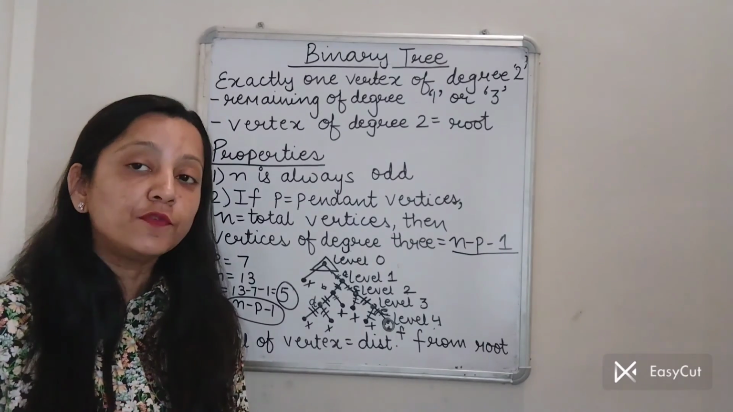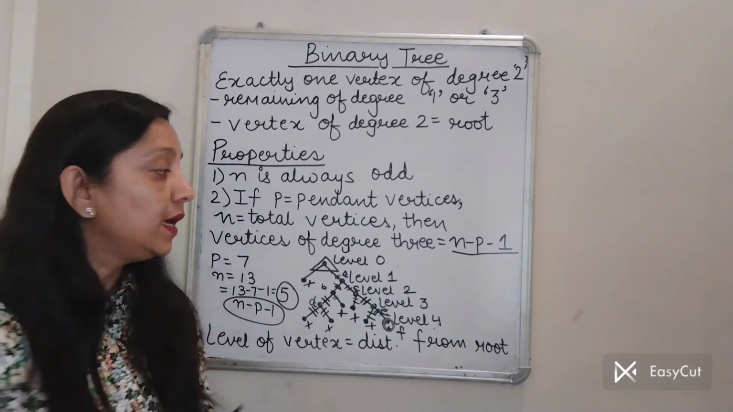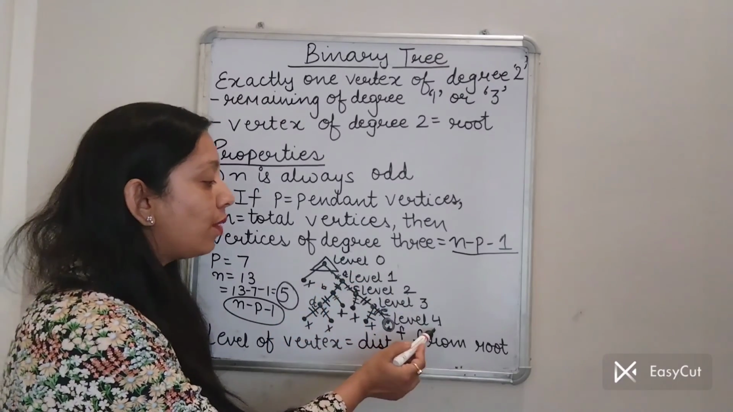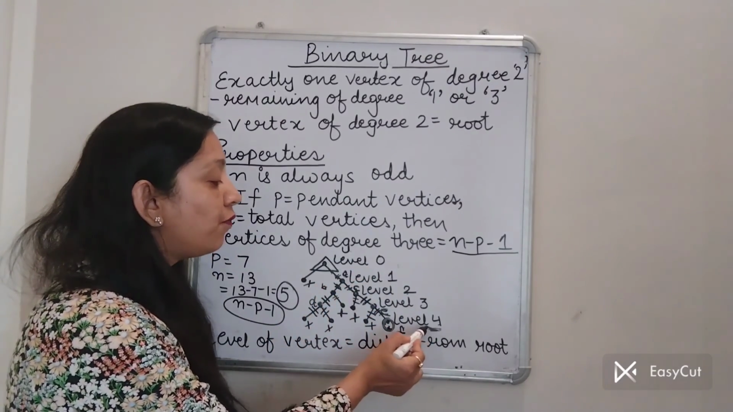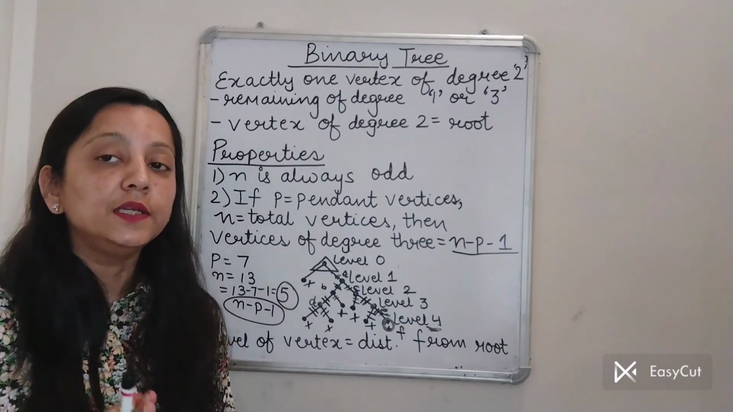And what is the level of a tree? The maximum number of levels that you have in a tree is the level of a tree. Like here you start from 0 and go up to level 4. So that means this is a 4-level binary tree.